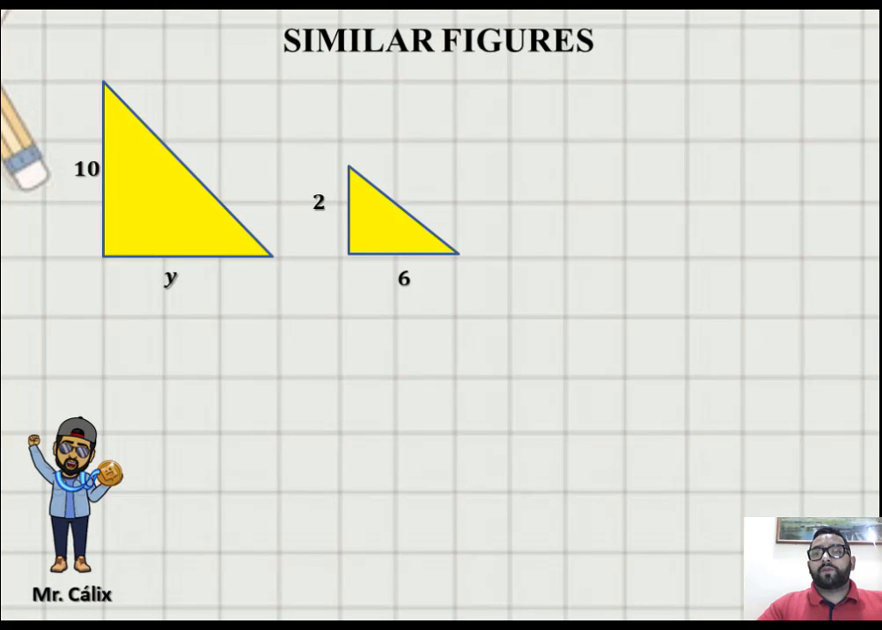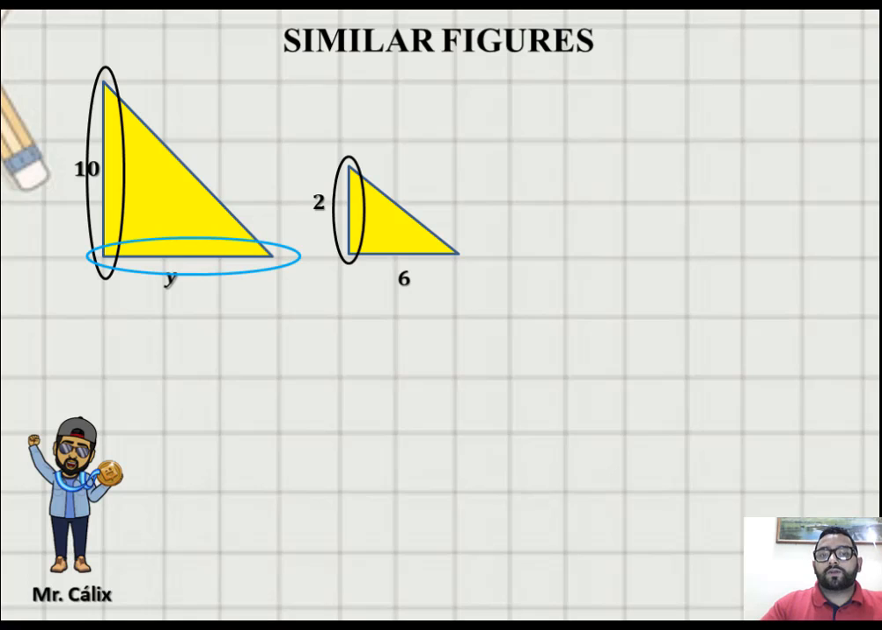Everyone, today I will explain similar figures. Similar figures is when we have a similar shape, or in math, when the corresponding sides are similar and the ratios of them are equal. Here, the 10 is corresponding with the 2, and this side, which is y, is corresponding with the side which is 6 units.